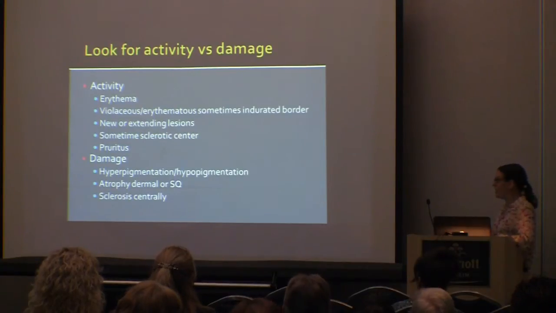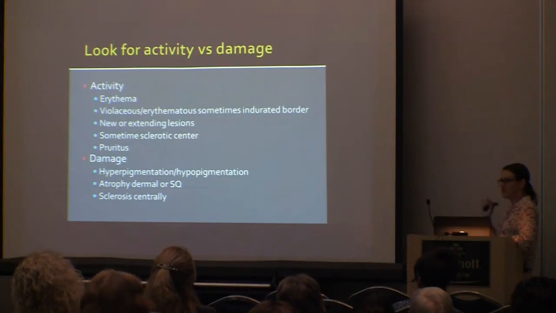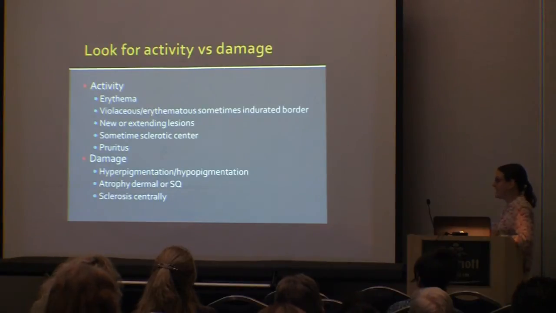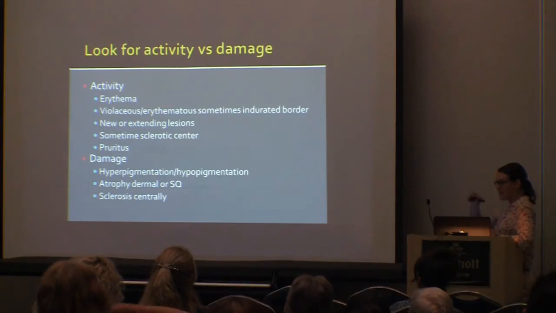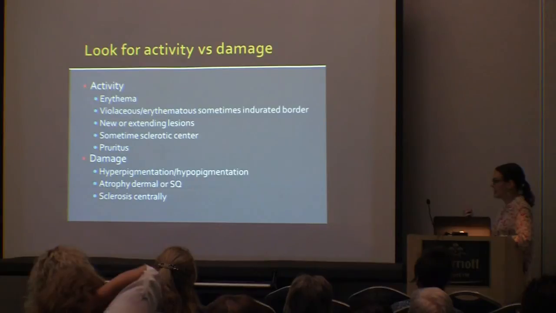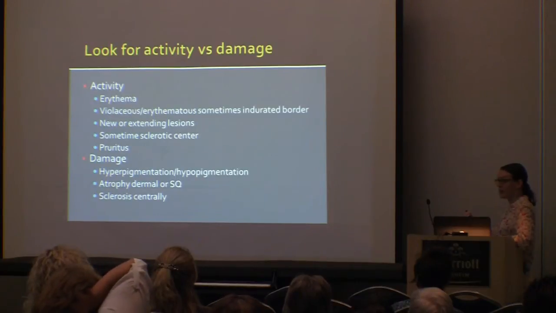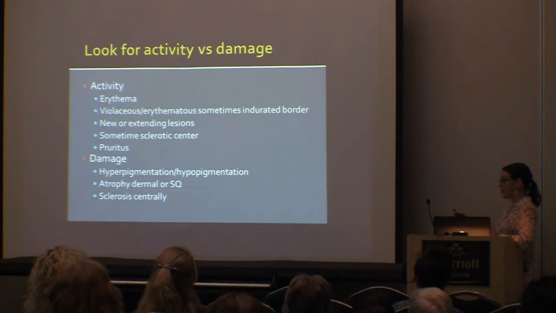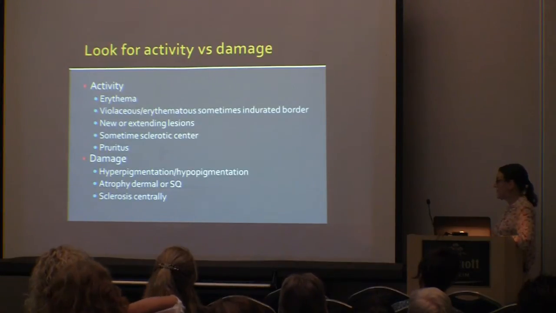Damage is pigmentation, so either darkening or lightening of the skin. Atrophy, which means an indentation, either just of the dermal layer of the skin, so that's very subtle, or actually loss of the subcutaneous fat or muscle, which can create a much bigger indentation of the skin. And then also sometimes this thickened skin in the middle.